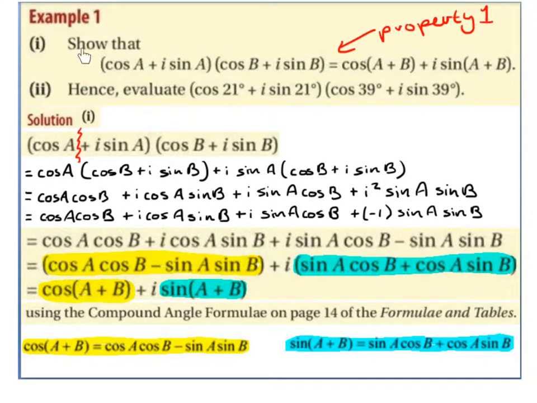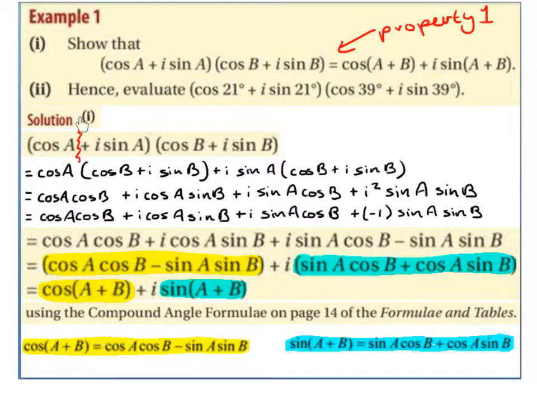Part 1. Show that cos A plus i sine A multiplied by cos B plus i sine B is equal to cos A plus B plus i sine A plus B. So we're basically trying to prove property 1. So cos A plus i sine A multiplied by cos B plus i sine B.